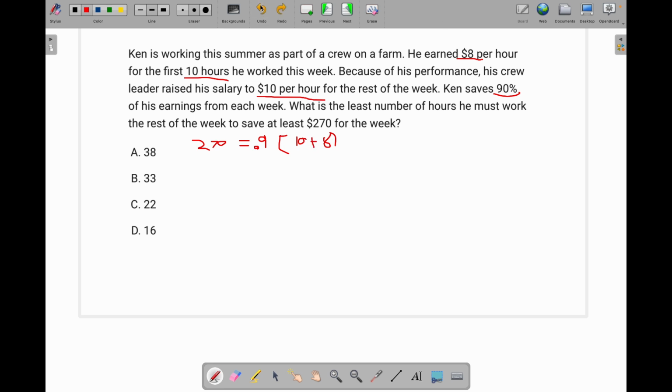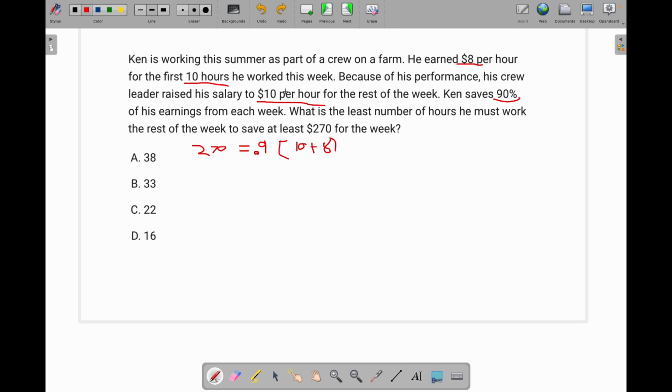Now what we're going to do next, this isn't a proper equation, just keep it as a visual, I guess. So we know for the first 10 hours he works for $8. And so just 10 times 8. We know he already has earned $80. But then we have to add the hours he works from working $10.